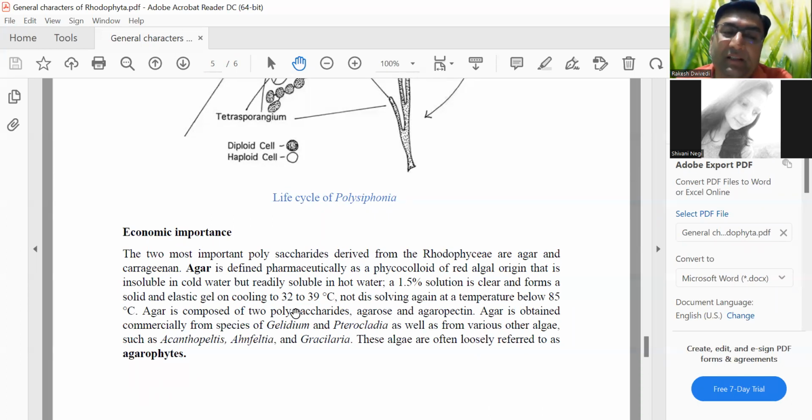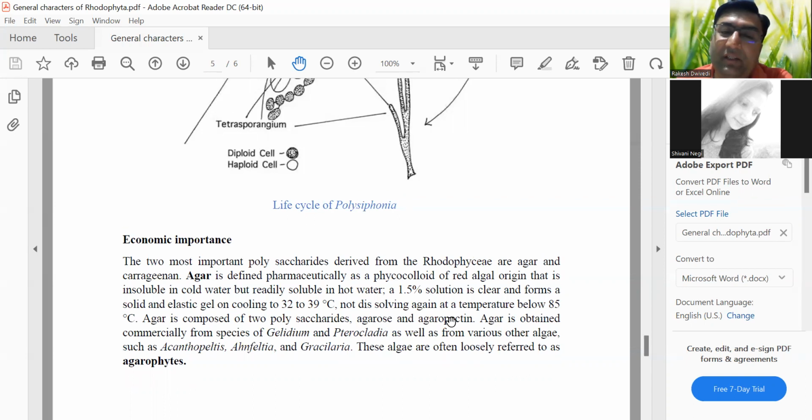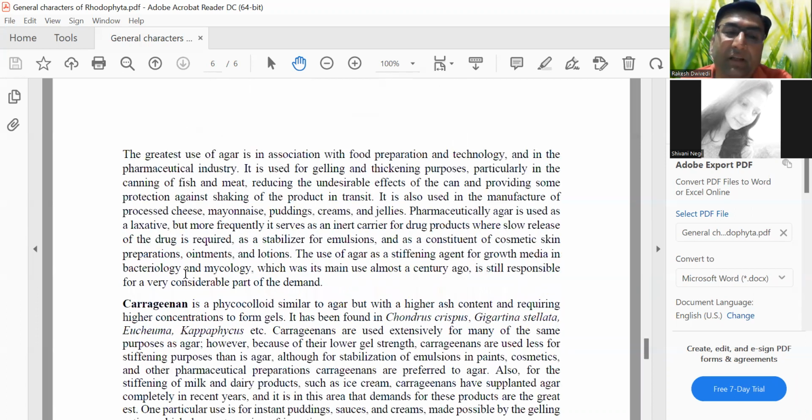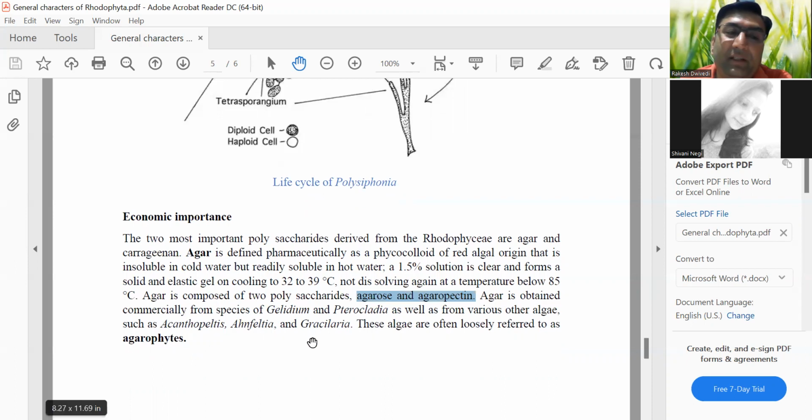So agar consists of two polysaccharides, agarose and agaropectin. These are the two principal component polysaccharides of the agar, and this agar is obtained from a very common algae, Gelidium. Gelidium is the main source of the agar. After Gelidium, Pterocladia, Acanthopeltis, Ahnfeltia, and Gracilaria. These are the other species from which we get the agar. But the main red alga from which we get the agar is Gelidium.